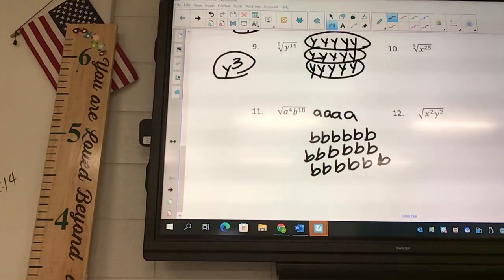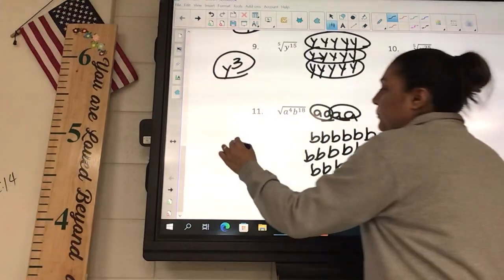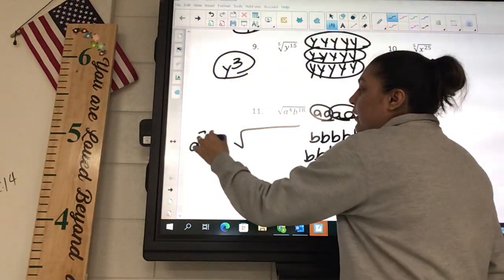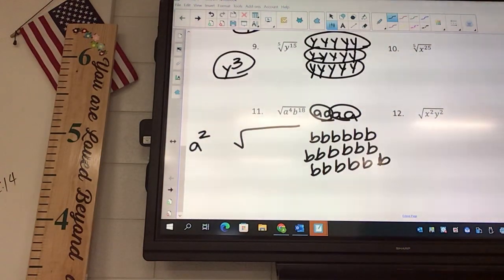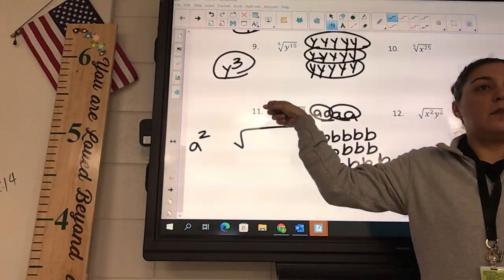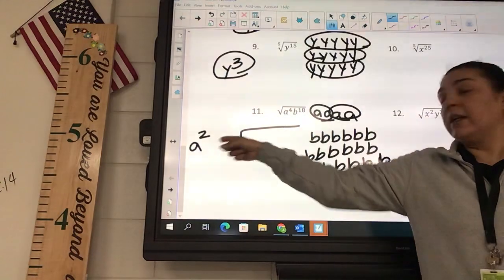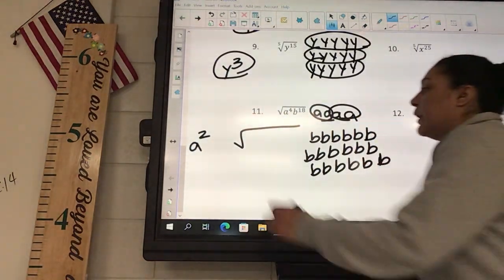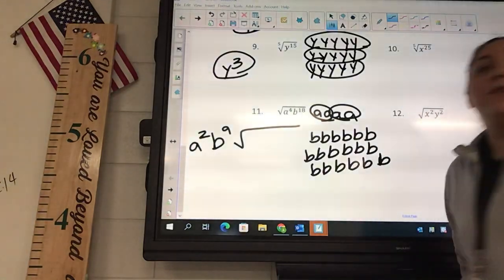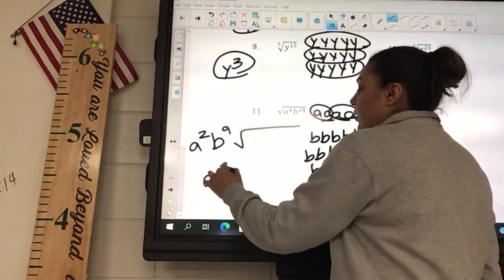Okay, what is our group number? 2. So how many groups of A's can we take? 2. Okay, so I got A and A, so we're gonna get A squared on the outside. How many groups of B's can I take? 9. Some of you might have figured out there's a 2 here. What is 18 divided by 2? 9, so we get 9 groups. What's 4 divided by 2? 2, we get 2 groups. So you're gonna get B to the 9 on the outside. What's left on the inside? Nothing. So you're just gonna get A squared, B to the 9.